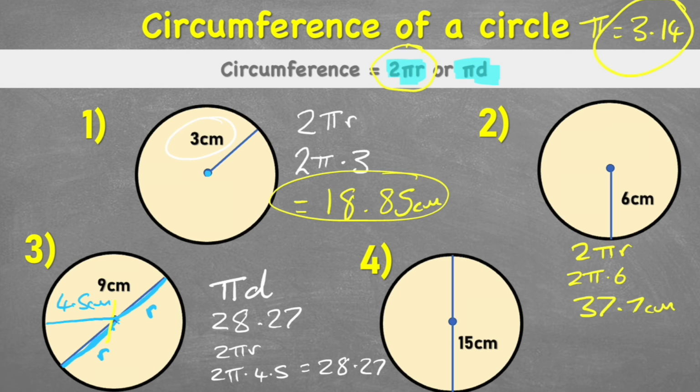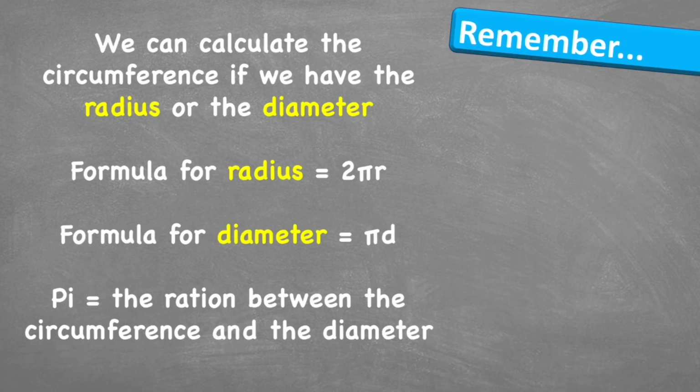Let's have a final look at question 4. I'm going to use the diameter formula, pi d, or pi times 15. And pi times 15 equals 47.12 centimeters.